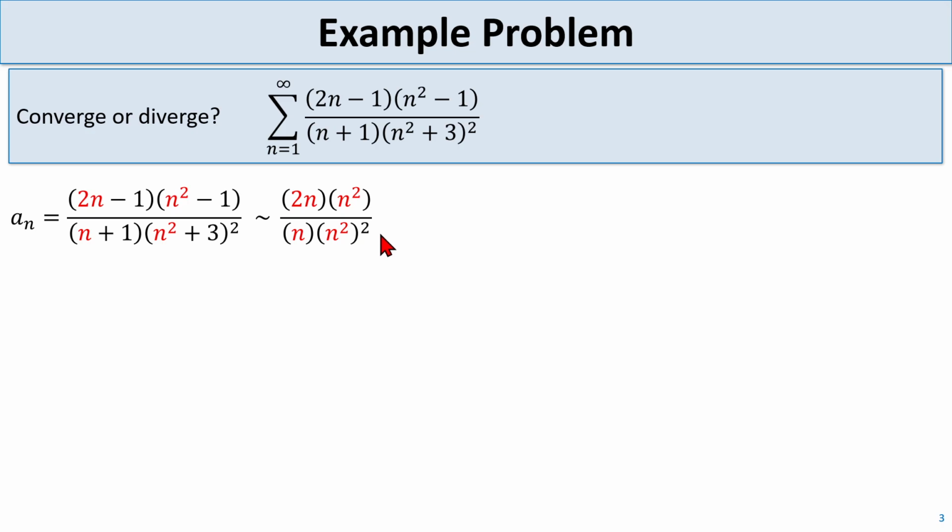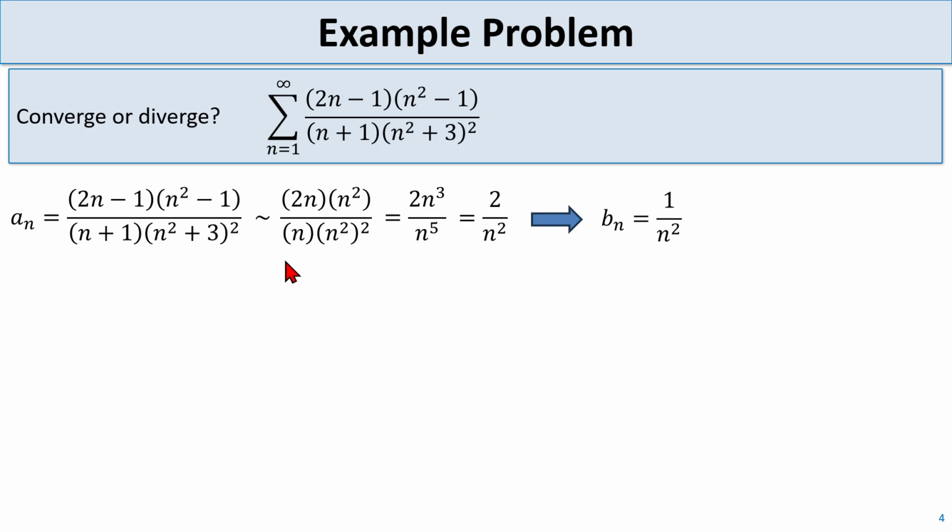And now I'm going to simplify this expression. Once you multiply everything in the numerator, you get 2n cubed. Multiply everything out in the denominator, you get n to the power 5, which simplifies to 2 over n squared. We could use 2 over n squared as bn, but it's a little bit simpler, in my opinion, to use 1 over n squared. So now we've identified an and bn.